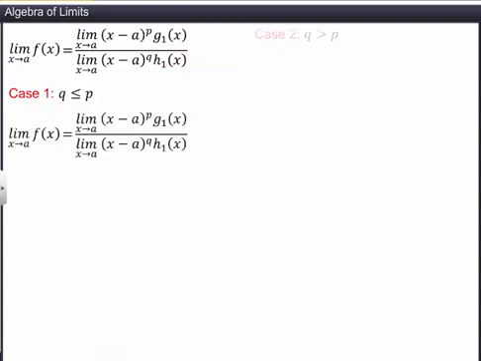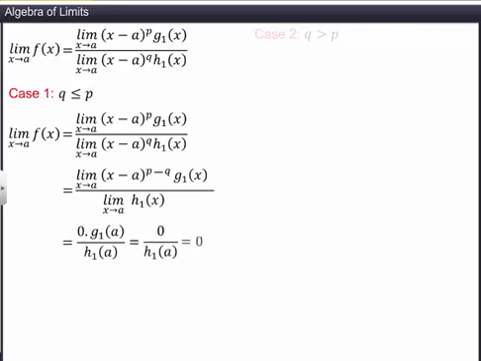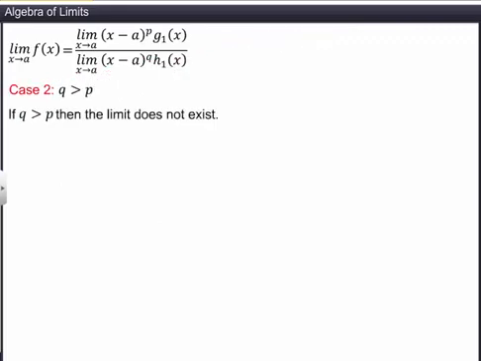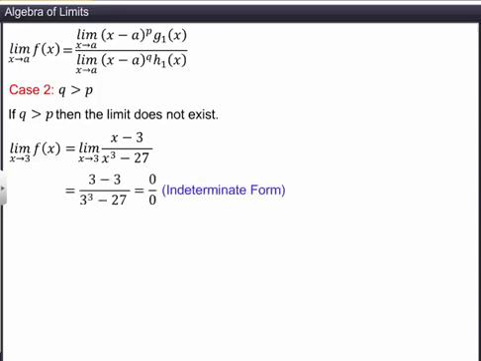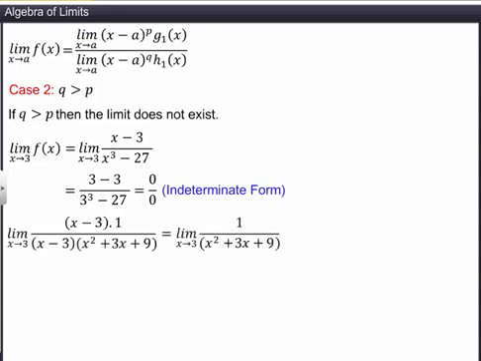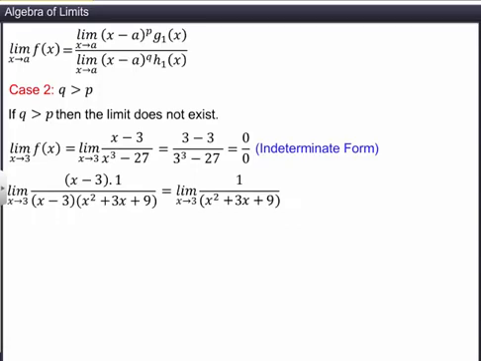For case 1, the limit becomes 0. This is the determinate form. The limit does not exist for q greater than p. Let's try to understand the discussion by finding the limit of the function as shown. When we find the limit, it turns out to be indeterminate. So, to avoid this, we write the numerator and the denominator in the factors of x minus 3. The limit is equal to 1 divided by 27.